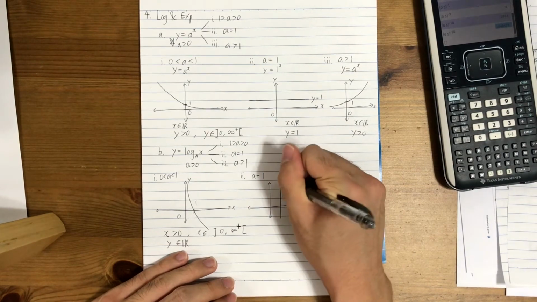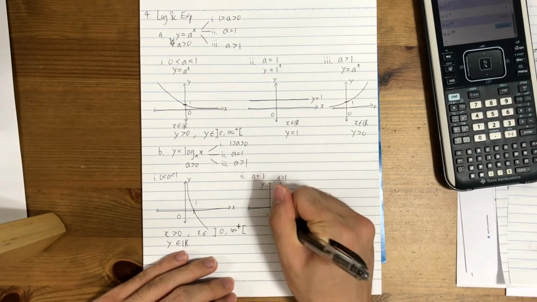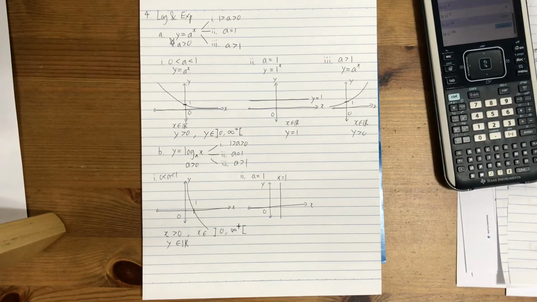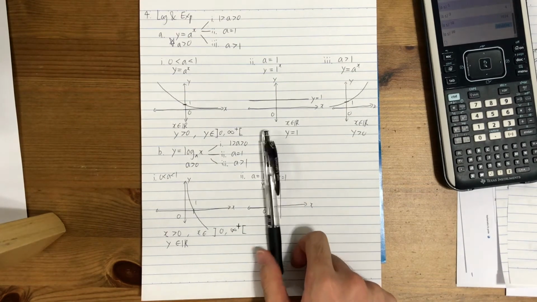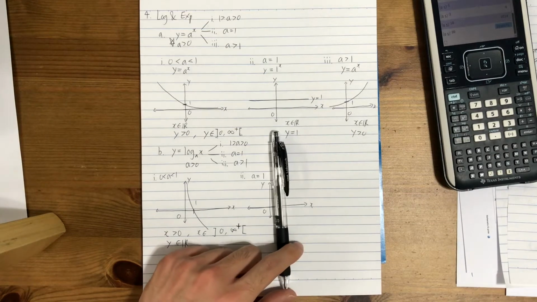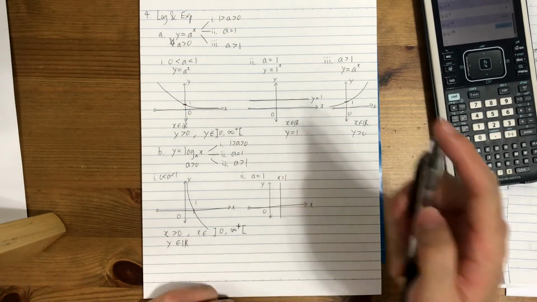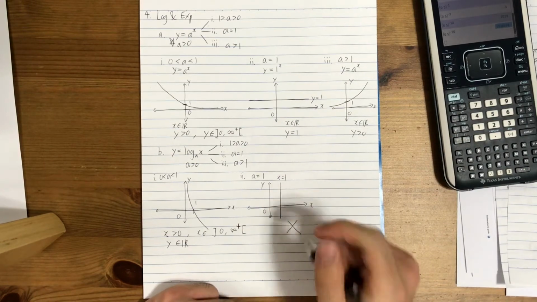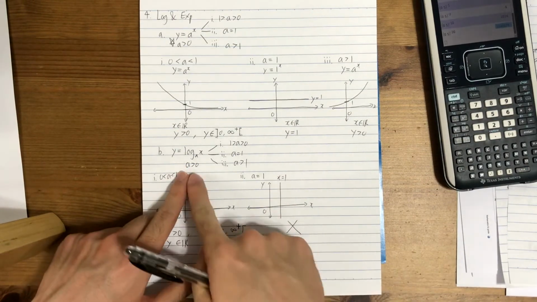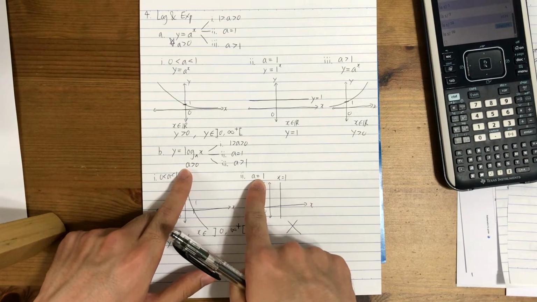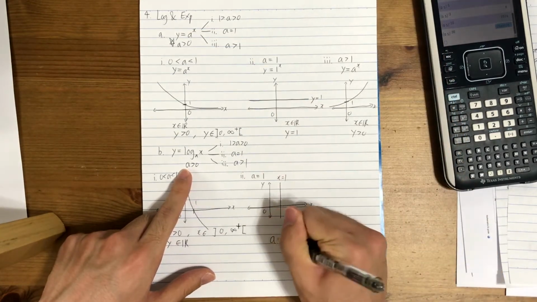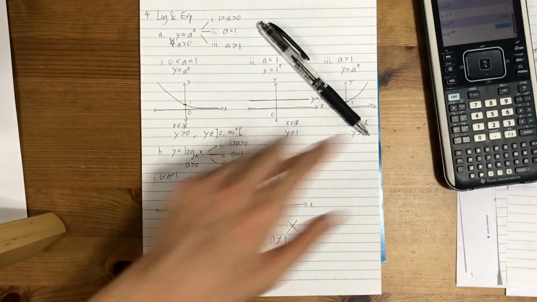And second, for a equals 1, the graph looks like this. And let me ask you one thing. Is this a function? The answer is no. Why? Because this is one to many, right? So let's check the vertical line test. At this x value, x equals 1, how many y values are there? Infinitely many, right? So that means this is not a function. So in log function, the base cannot be 1. Okay, very important. Base cannot be 1.